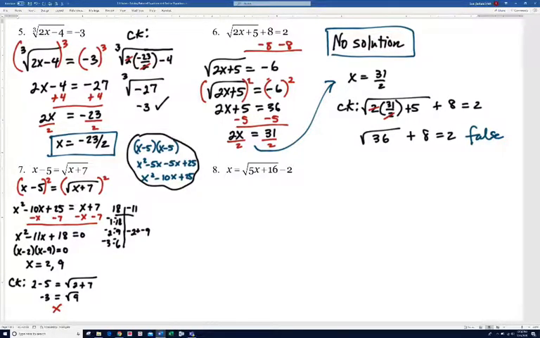What if we plug in the 9? We're going to get 4 equals the square root of 16, and that's true. And so notice only the 9 works here. We have to discard or throw out the 2.